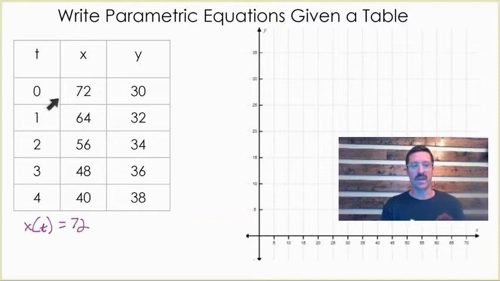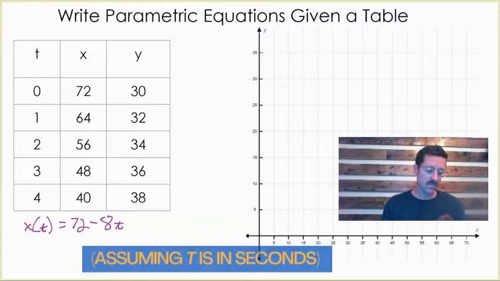You could go through all your algebra of calculating slope, but since our t is going by 1, and since our t will go by 1 most of the time, we can see that our x is decreasing by 8. Since x describes our horizontal movement, that means that our point is going to start 72 units to the right and move left 8 units every second.